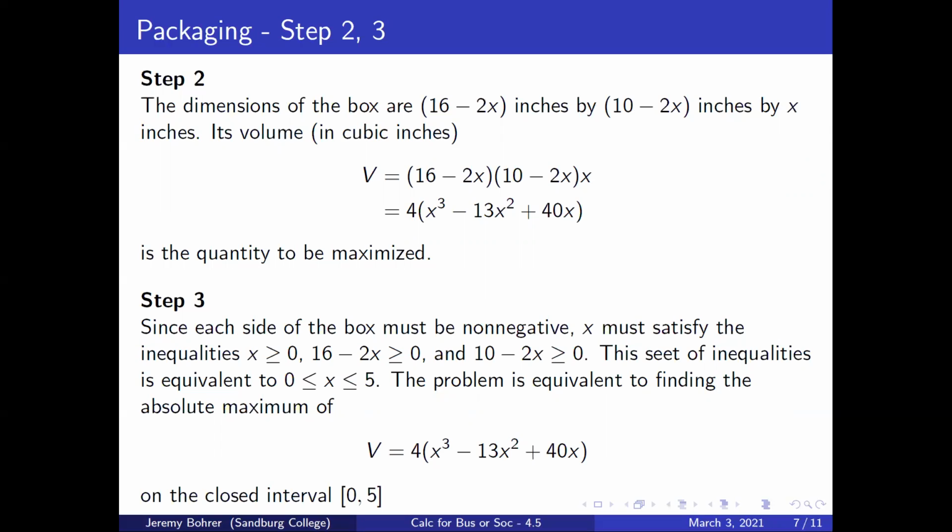Since each side of the box must be non-negative, x must satisfy the inequalities x is greater than or equal to 0, 16 minus 2x is greater than or equal to 0, and 10 minus 2x is greater than or equal to 0. This set of inequalities is equivalent to 0 is less than or equal to x is less than or equal to 5. The problem is equivalent to finding the absolute maximum of V equals 4 times x cubed minus 13x squared plus 40x on the closed interval 0 to 5.